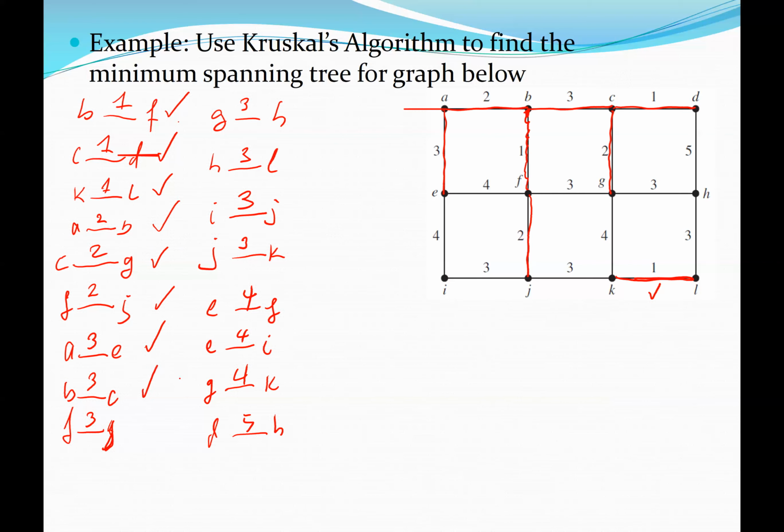And then FG, is FG any good? So no, FG will create a loop, so no good. And then GH, GH should be good. It doesn't create any loops. And then HL also good. It doesn't create any circuit. IJ should be good. It doesn't create any circuit. And then JK, JK is no good because it will create a circuit, right? You can see here, if we put JK, we create a circuit, so that's no good.